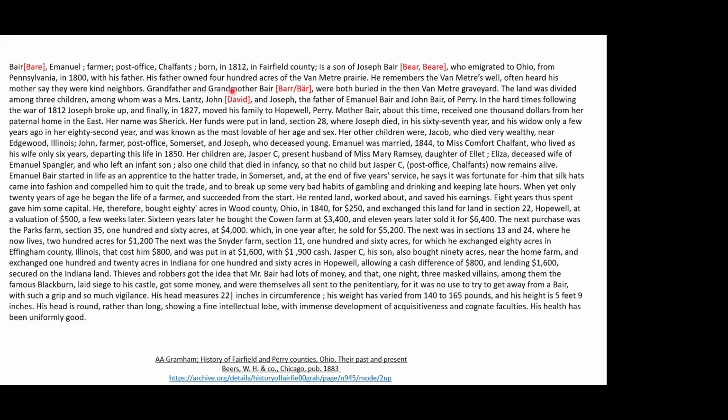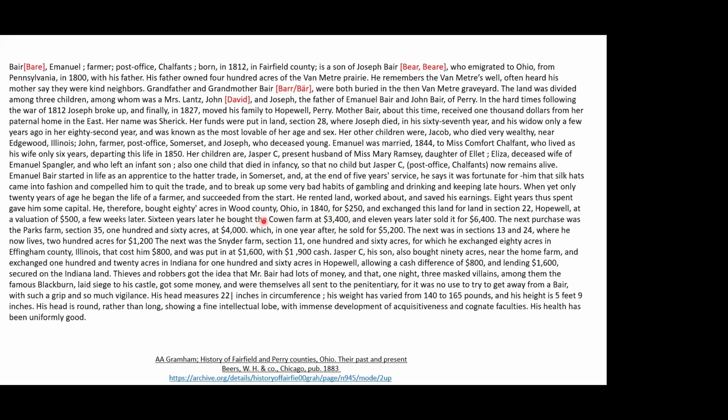It talks about grandfather and grandmother Bear, where they were buried. States that the land was divided between three children. It gives the grandmother's maiden name. It says that she got land or money from in-laws back east, and that these were put into Section 28, where Joseph died. Now, if you look on down through this, you can get an idea of land and other family members. You get the idea of the land that he settled on, Wood County, Ohio in 1840.